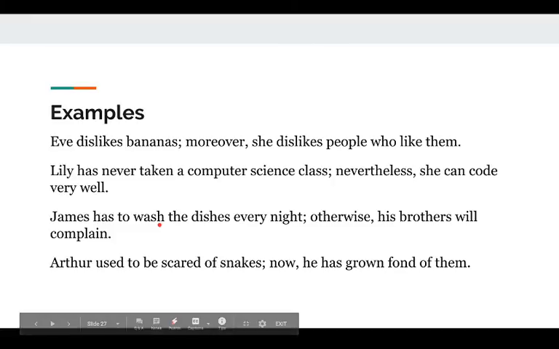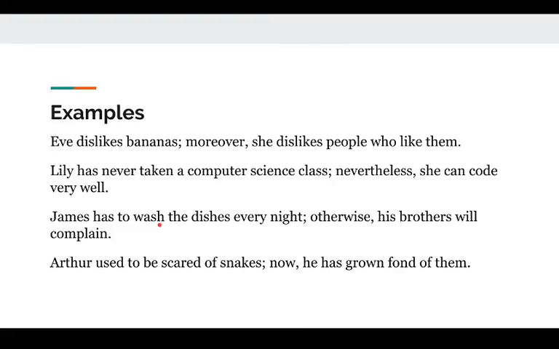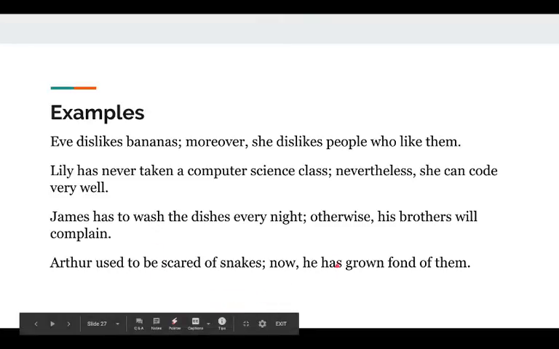It's one of the many words that we can be using to show time. So Arthur used to be scared of snakes, but now, indicating time, in this now current present time, he has grown fond of them. So we have the semicolon before this transitional adverb, and then we have the comma.